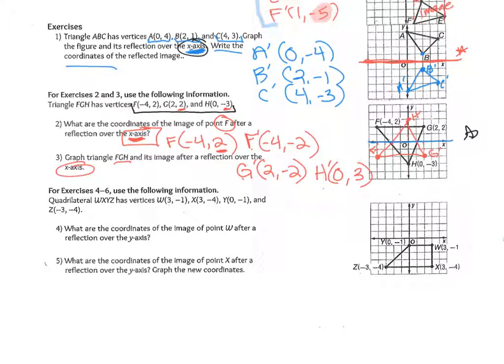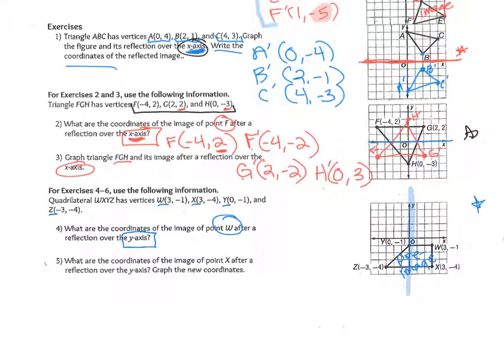The bottom part. For exercises 4 through 6, use the following information. Quadrilateral WXYZ has vertices W, X, Y, and Z, and they've already plotted that for you over here. So this is our pre-image. What are the coordinates of the image of point W after a reflection over the y-axis? So now my y-axis is my quote mirror. It's my line of reflection.